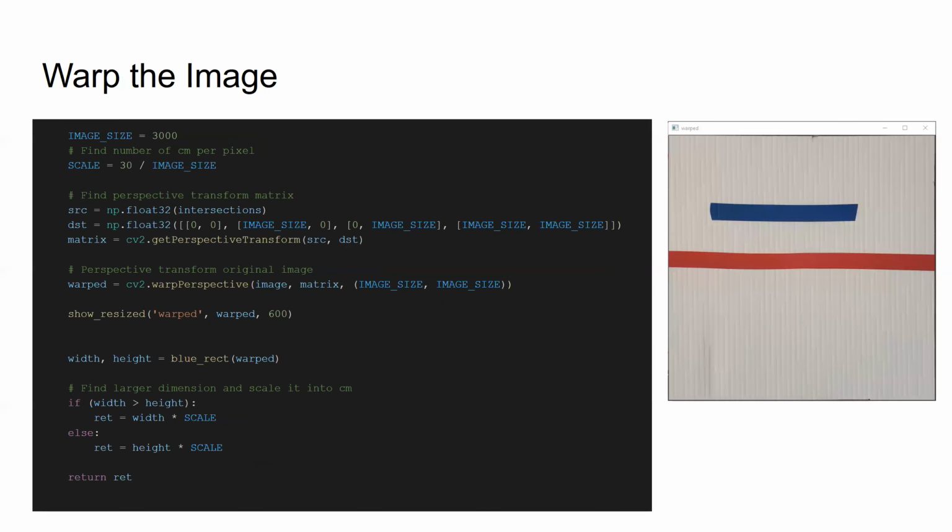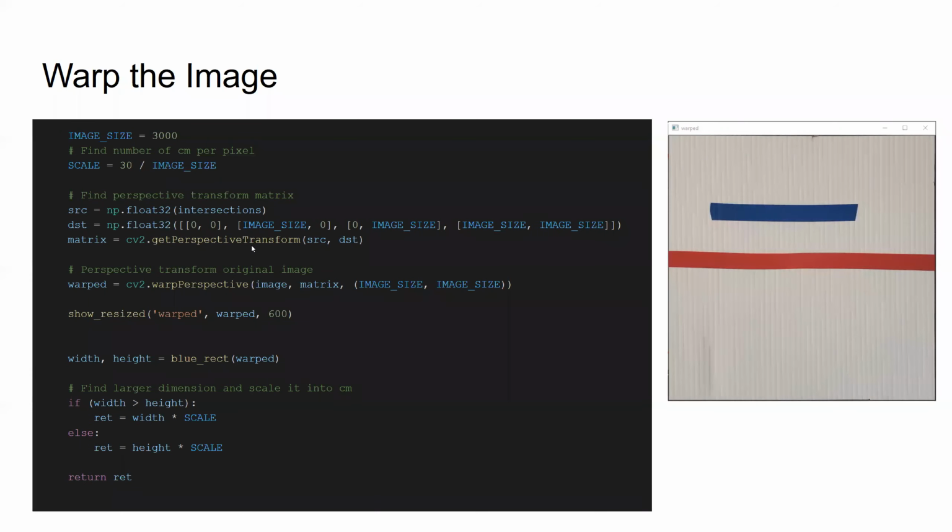So what we can do now is figure out how to create a perspective transform. Here we define some constants. The image size is just how many pixels we're going to make our warped image. I just chose 3000. This doesn't really matter too much. I was just trying to make it big enough so we don't lose detail when it resizes it. And then the scale is the number of centimeters per pixel. We know the grid lines are 30 centimeters apart, so we just do that division and use that for calculating lengths.